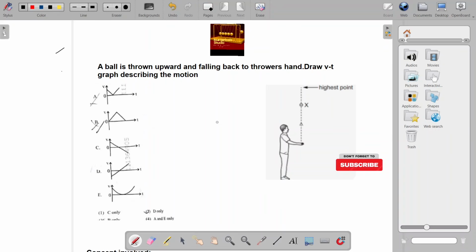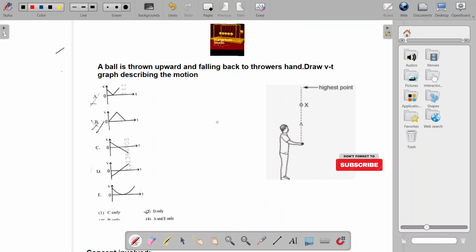So friends, I have just taken this screenshot from one of the papers that has been published online. And you can see that the candidate who appeared for this examination has marked number 2 as his answer. So let us try to understand whether this answer is right or wrong.